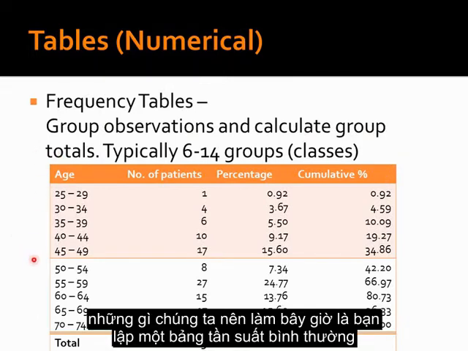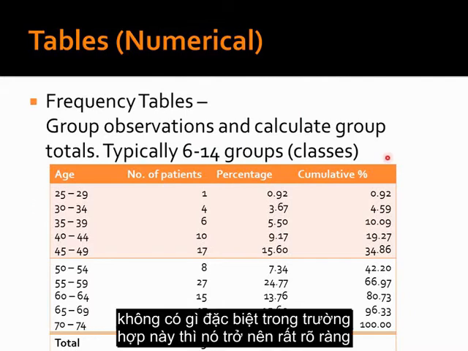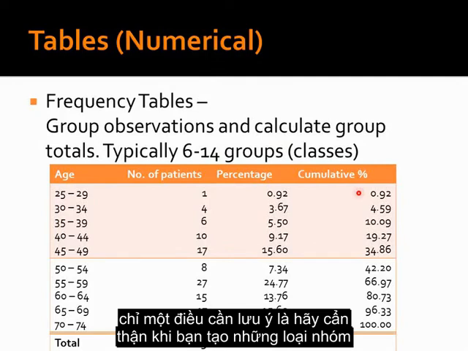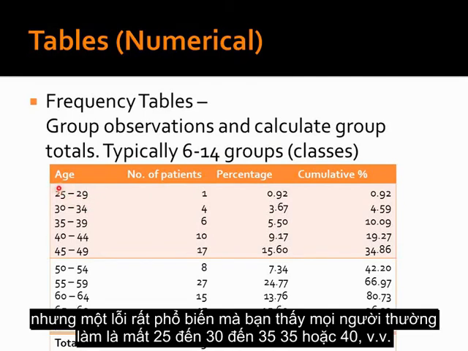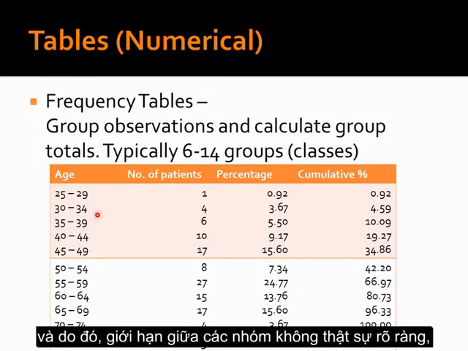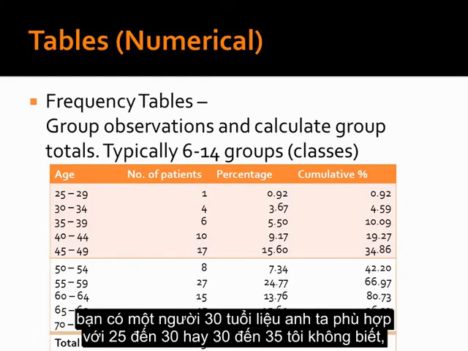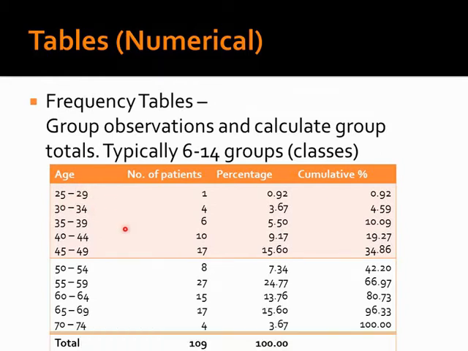You make a normal frequency table. Nothing special about that in this case. Then it becomes very clear. Just one thing to note, be careful when you form these kind of groups. I didn't do it very well here. There's a better way to do them, I'll mention in a moment. A very common mistake you see people do is like 25 to 30, 30 to 35, 35 to 40, and so on. And so the limits on each end become very ambiguous. You have a person who is 30 years old. Does he fit in the 25 to 30 or the 30 to 35? I don't know.